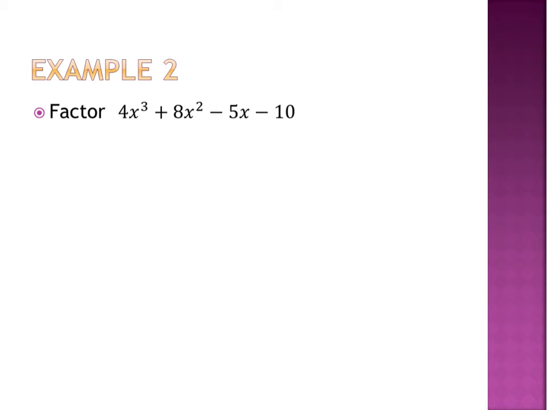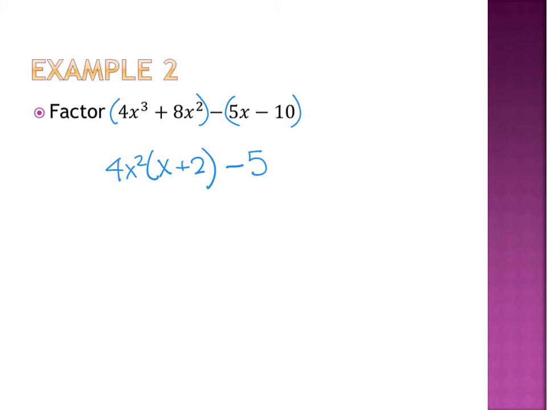For example 2, I have 4x cubed plus 8x squared minus 5x minus 10. I'm going to do the same thing. I'm going to group the first and the last two terms together. Here I can factor a 4x squared out, and that's going to leave me with an x plus 2. And then I'm going to bring down my subtraction sign, and I'm going to factor out, it looks like 5x and 10 both have a 5 in them.